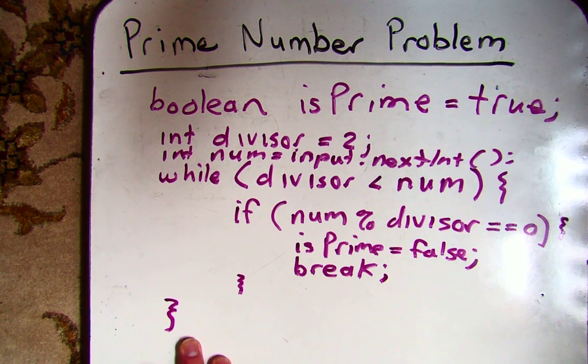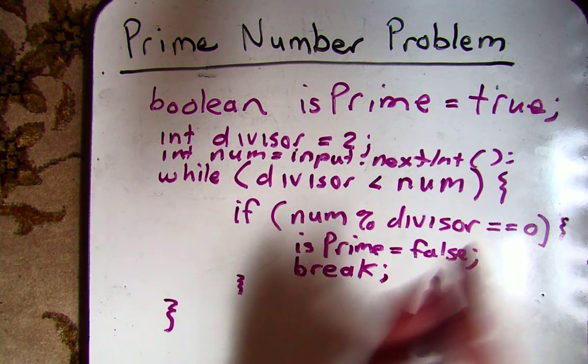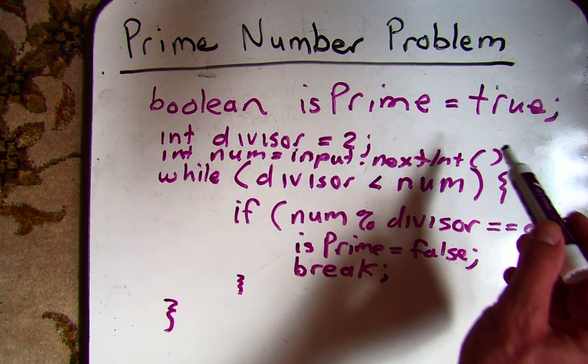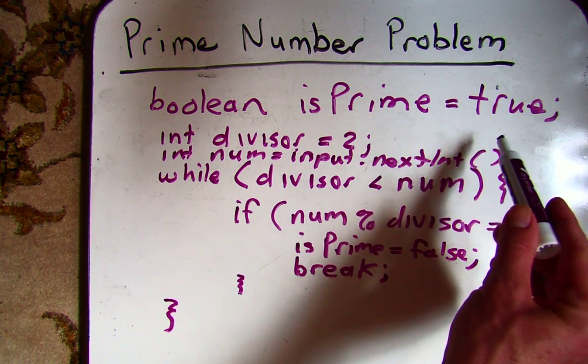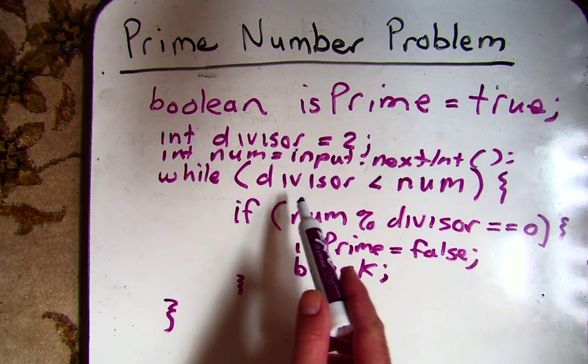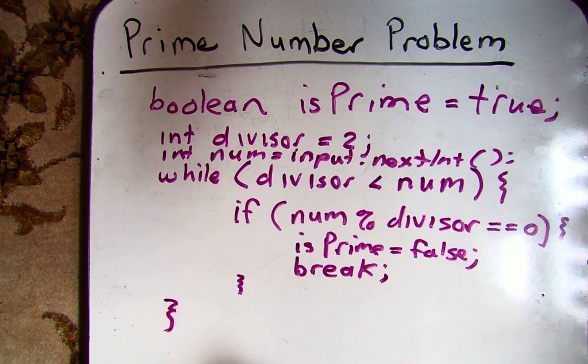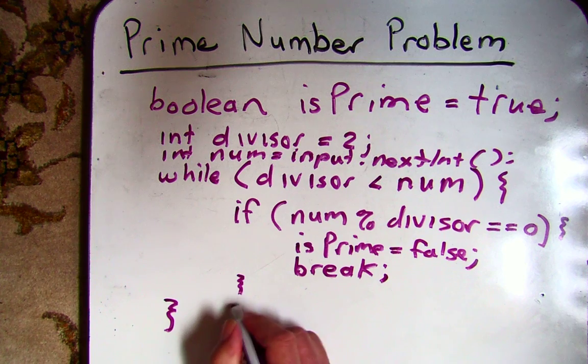The rest of the process here is, well, if it were a number that was prime, like 7, and we get that number and isPrime is true, it's going to, I forgot to increment the divisor too. So in here I need to say divisor.